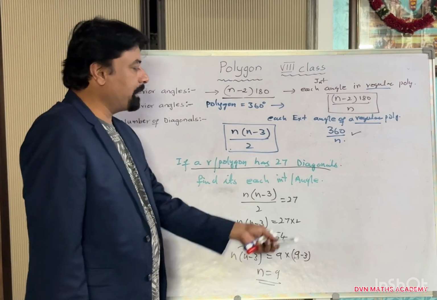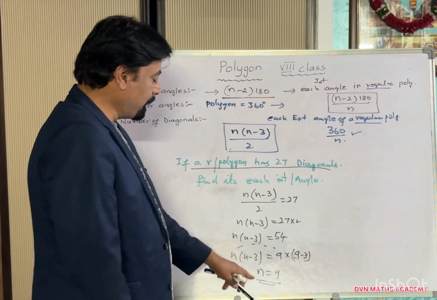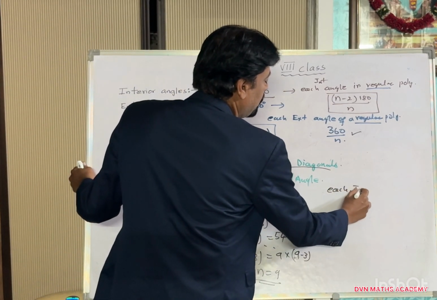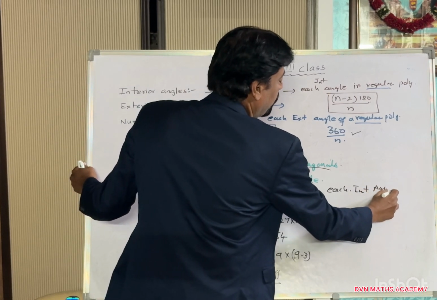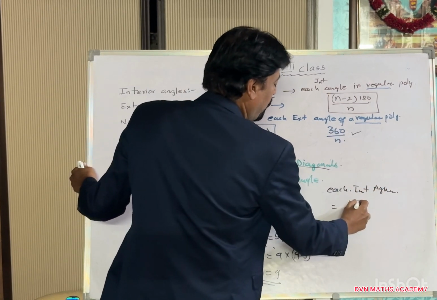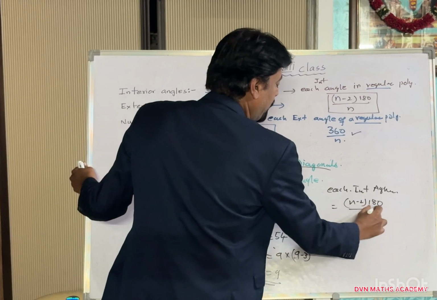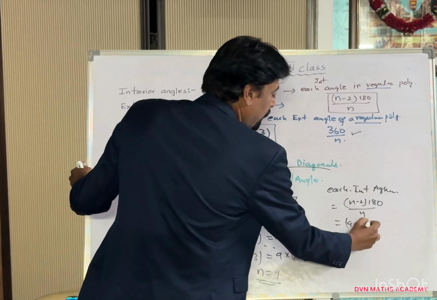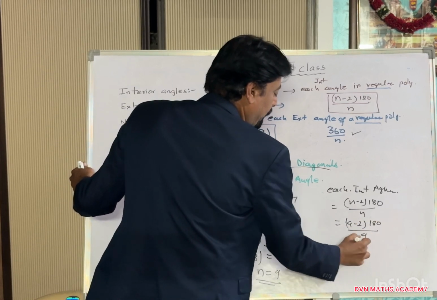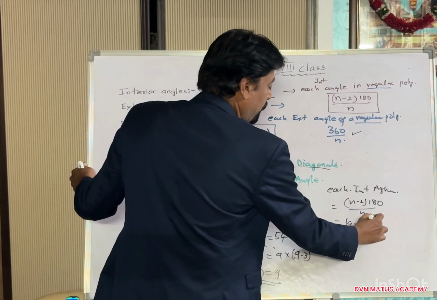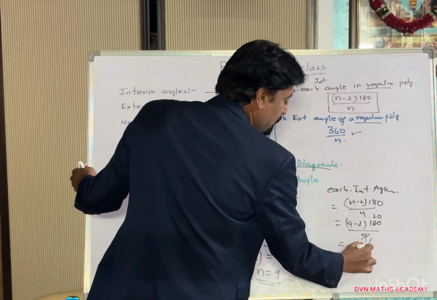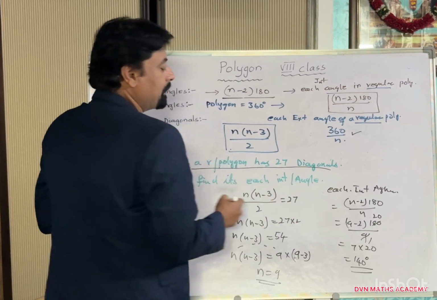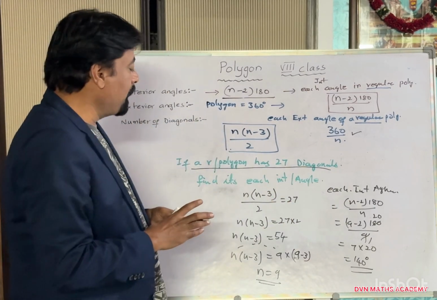By this information you can find each interior angle, since n is equal to 9. Now each interior angle, the formula is (n minus 2) into 180 by n. So n is 9: (9 minus 2) into 180 by 9. Now 9 twenties are 180, and 9 minus 2 is 7. 7 into 20 is equal to 140 degrees. Like this we can find each interior angle of this polygon.